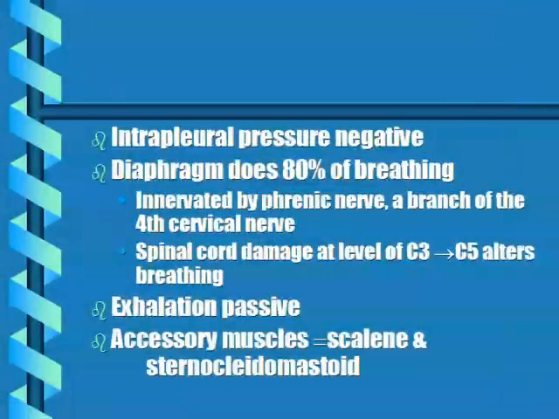Intrapleural pressure is always negative. That negative pressure is what helps to keep the lungs inflated, because we keep taking breaths in to equalize the pressure. Your diaphragm does 80% of your breathing, and it is innervated by the phrenic nerve, which is a branch of your fourth cranial nerve. Spinal cord damage at the level of C3 to C5 will alter your breathing, and if there's damage above level C3, it'll stop your respiration, so you will not breathe at all.